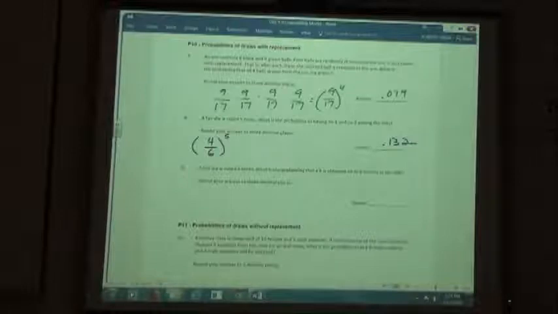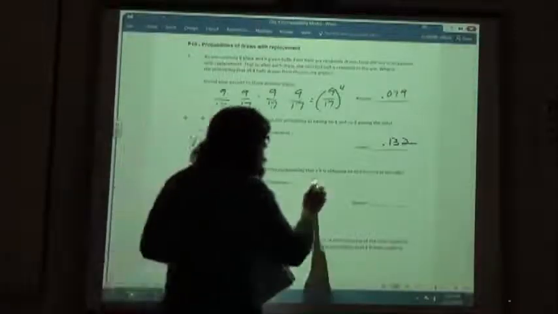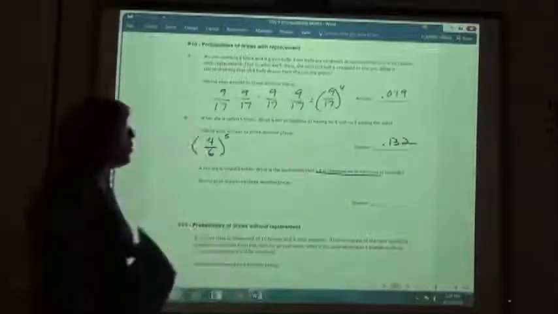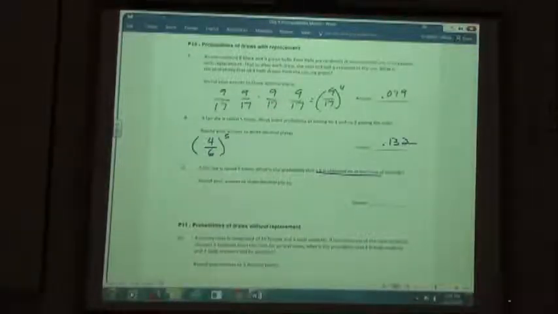A fair die is rolled 5 times again. What is the probability that a 6 is obtained on at least one of the rolls? So on this one, because it would be hard to figure out at least one of the rolls, what we want to do is figure out if it's not going to be a 6, and then we're going to take 1 minus that value.